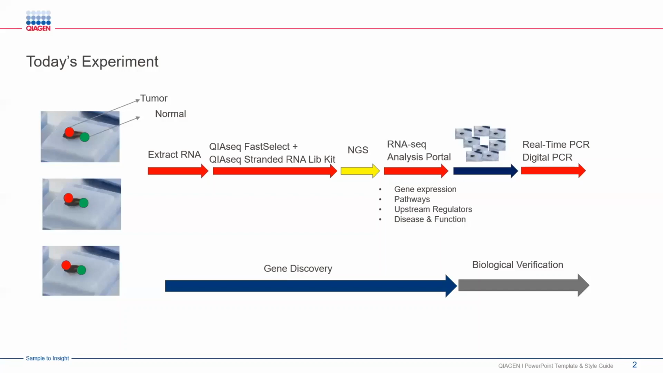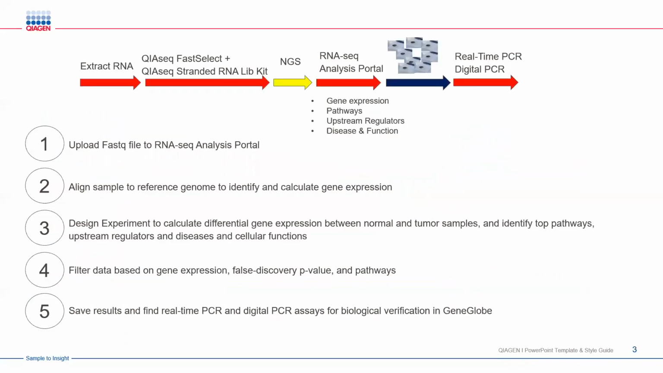And then we'll take those back into GeneGlobe to design a digital PCR, a real-time PCR panel, in order to look at more samples and do biological verification of our gene expression biomarker signature. There are five different steps that I want to highlight in today's tutorial.